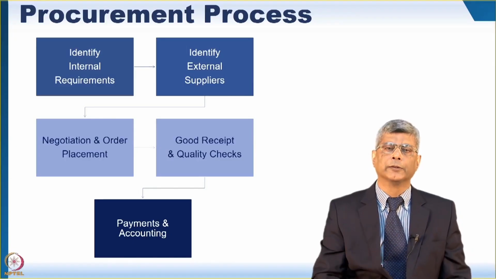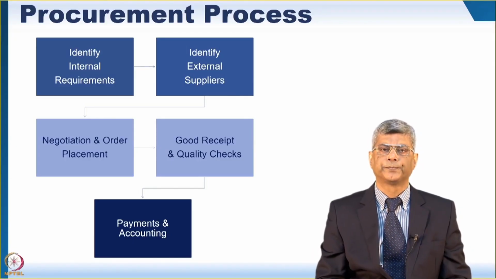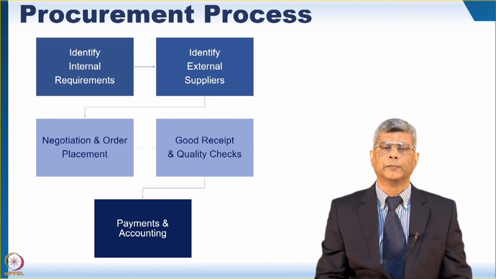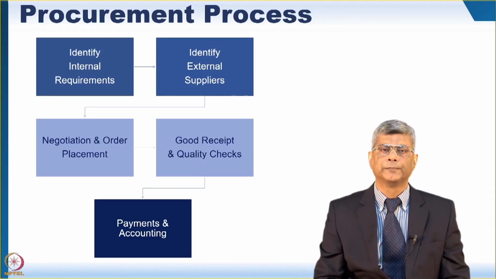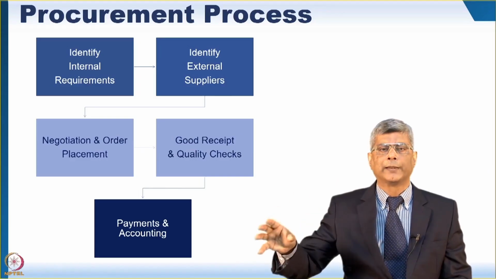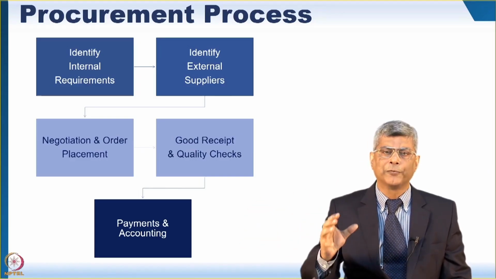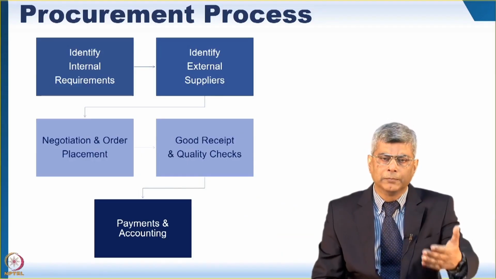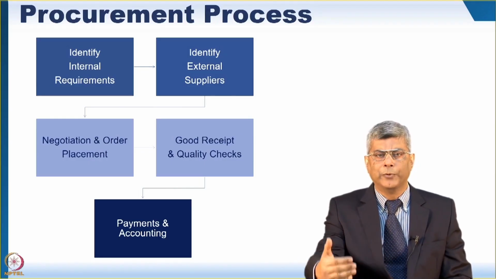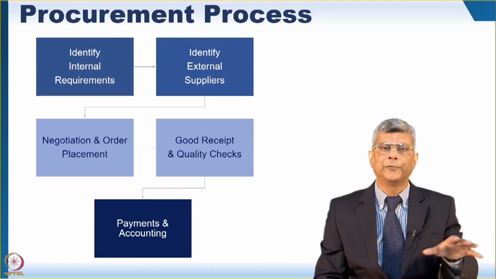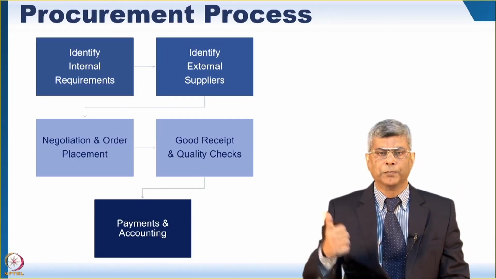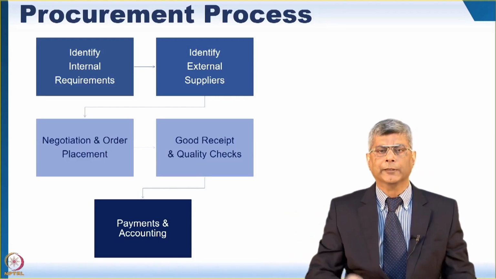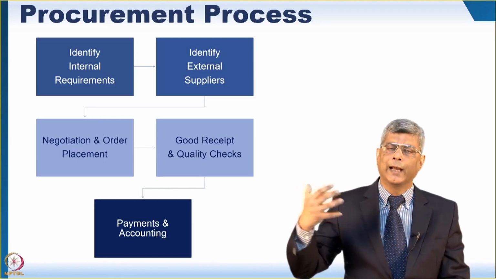So first of all is to understand the requirements of the company. How much of which component does the company need? If I'm making 1,000 cars a day and a car has 1,500 components, I have to buy 1,500 into 1,000 components. That's 1.5 million components per day. And then you multiply it by days and weeks and months. So you have to identify the internal requirements, the components, the numbers, the delivery schedule, etc.